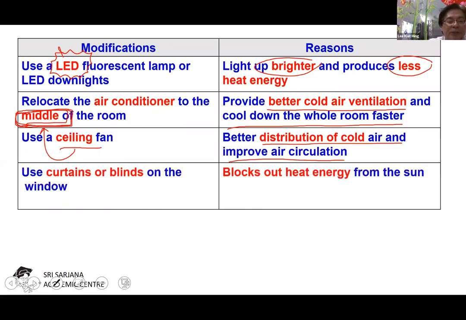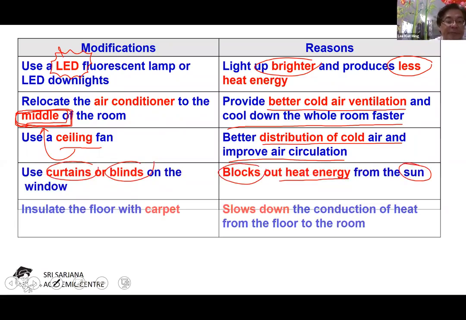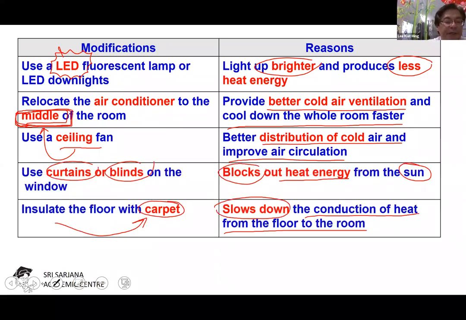Understood? If possible, use a curtain or blind, because you're going to block or reduce the amount of heat energy from the sun. Betul? This is a modification. Insulate the floor with carpet. You know, carpet is a good insulator, meaning that it will slow down conduction of heat from the floor to the room. Clear? Okay, I think we will stop here.